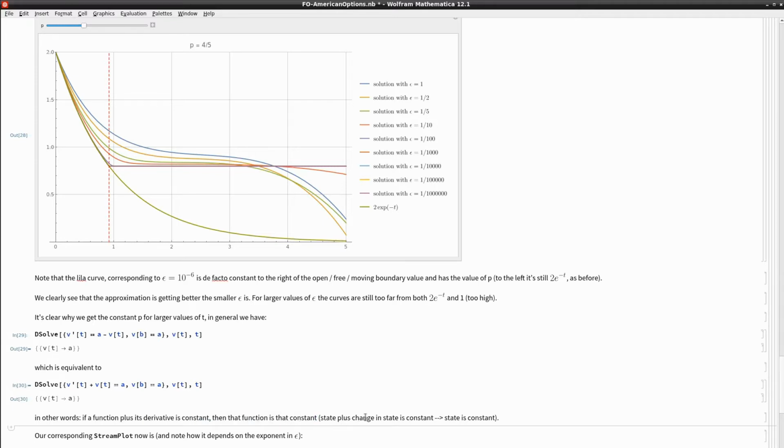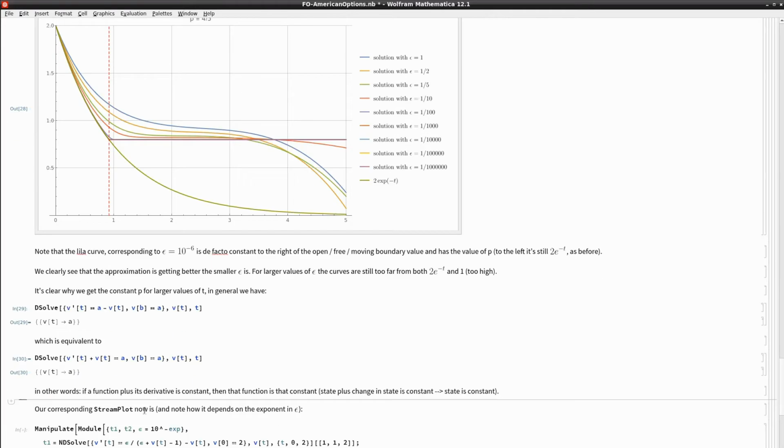The state plus the change in state is constant means that the state is constant, right? You can't have a variable state and a variable change in state added together and that's a constant without having that function itself being constant, and not just being constant but being that constant a. Right? This is pretty trivial to see from this differential equation here.